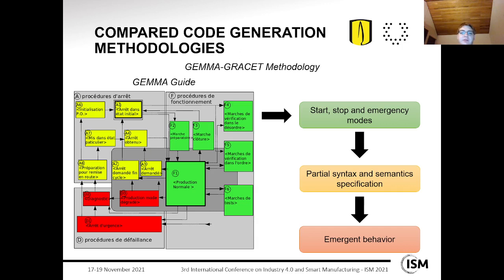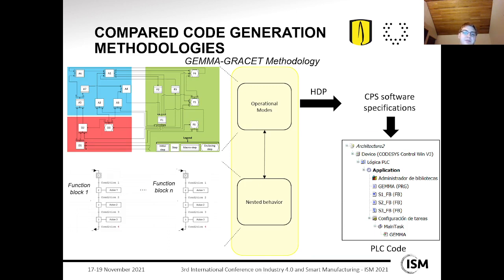The GEMMA-GRAFCET methodology is a way to create code and is based on important things. The first one is the GEMMA guide. It's a guide created in French to define the start, stop, and emergency modes of production systems. However, the GEMMA guide has a partial syntax and semantic specification that could end in possible emergent behaviors. So the GEMMA-GRAFCET methodology proposed to join it with the graphic representation.